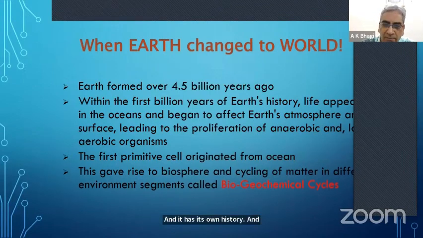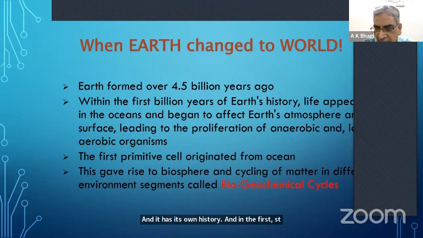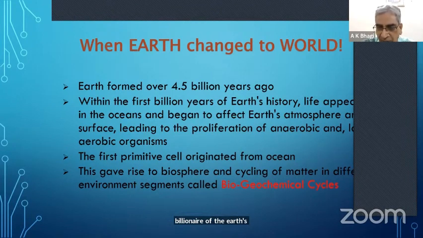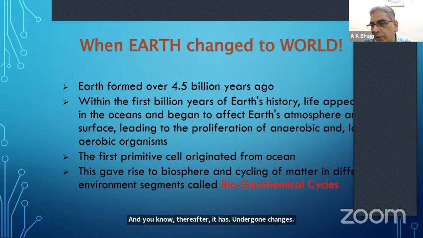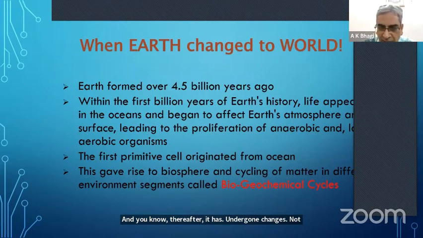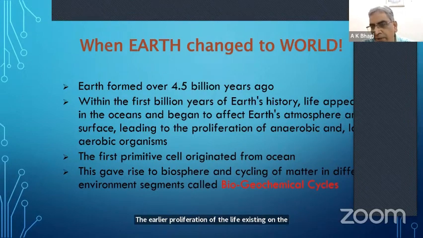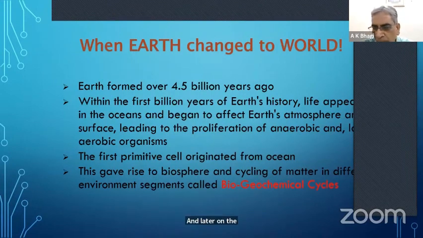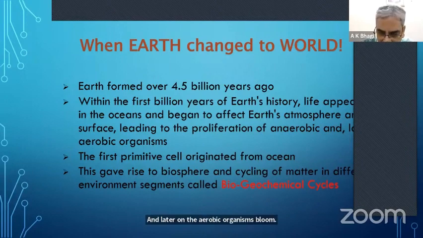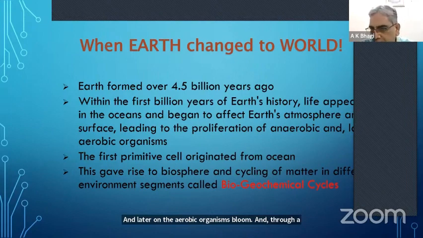And in the first billion years of the Earth's existence, life started coming on Earth. And thereafter, it has undergone changes, not only in the physical sense, but also in the biological sense. The earlier proliferation of life on the Earth may have been more dependent upon anaerobic sorts of changes, and later on, the aerobic organisms bloomed. And through a scientific theory, it is also believed that the first primitive cell originated in the ocean.